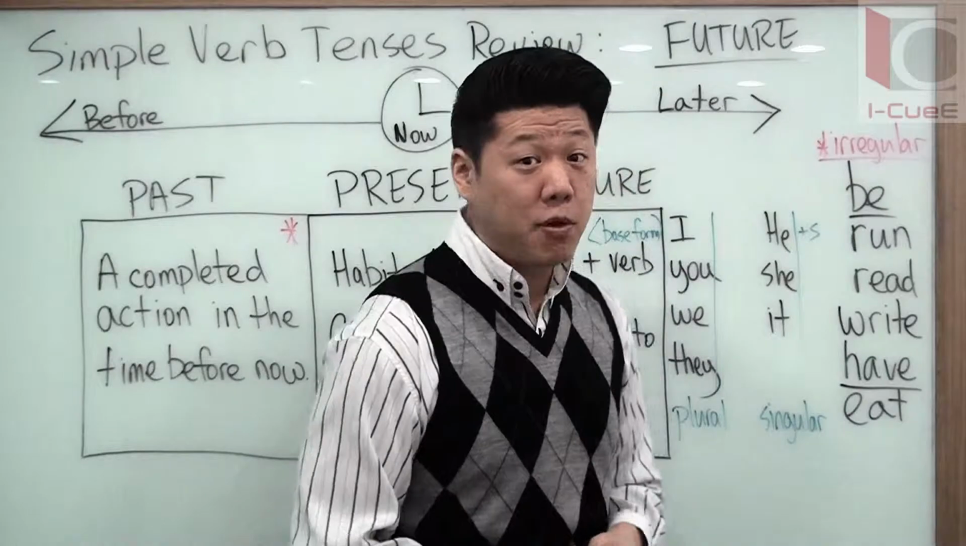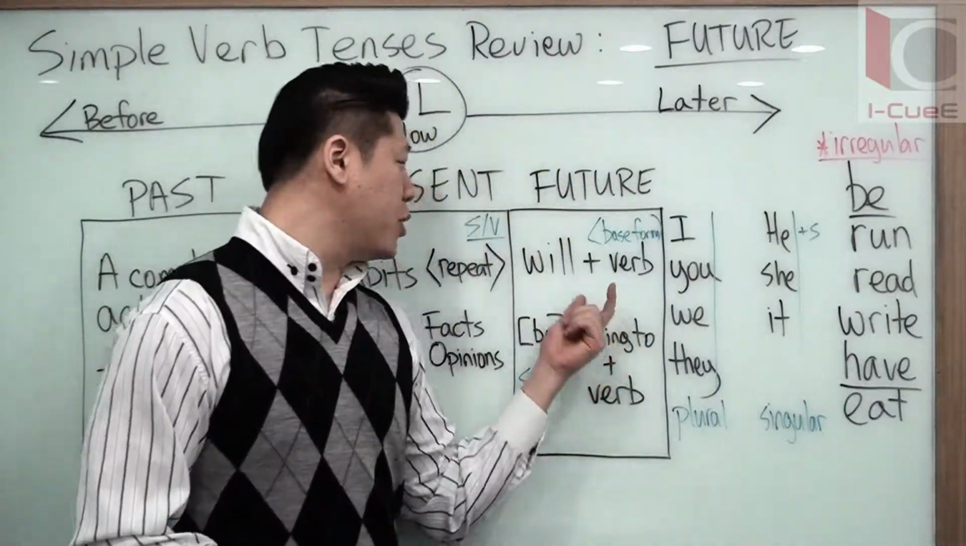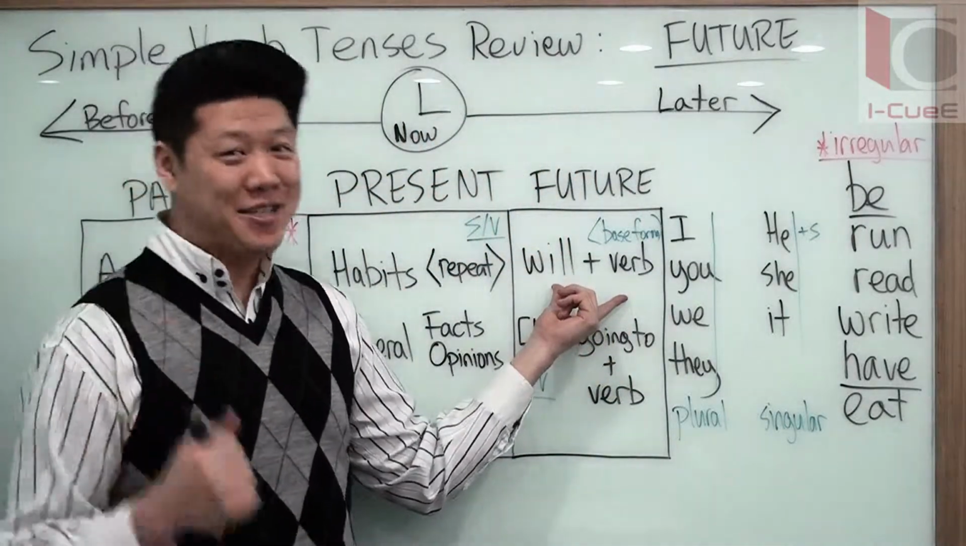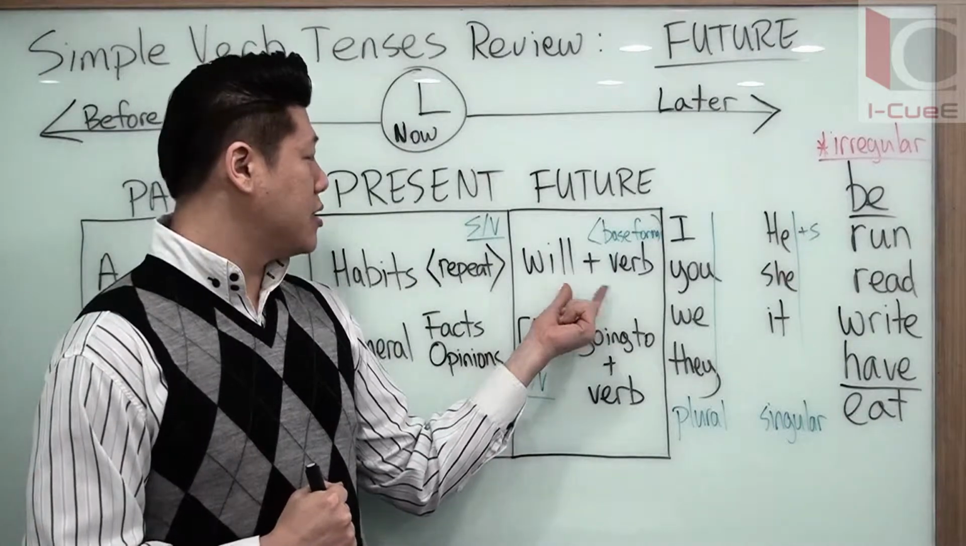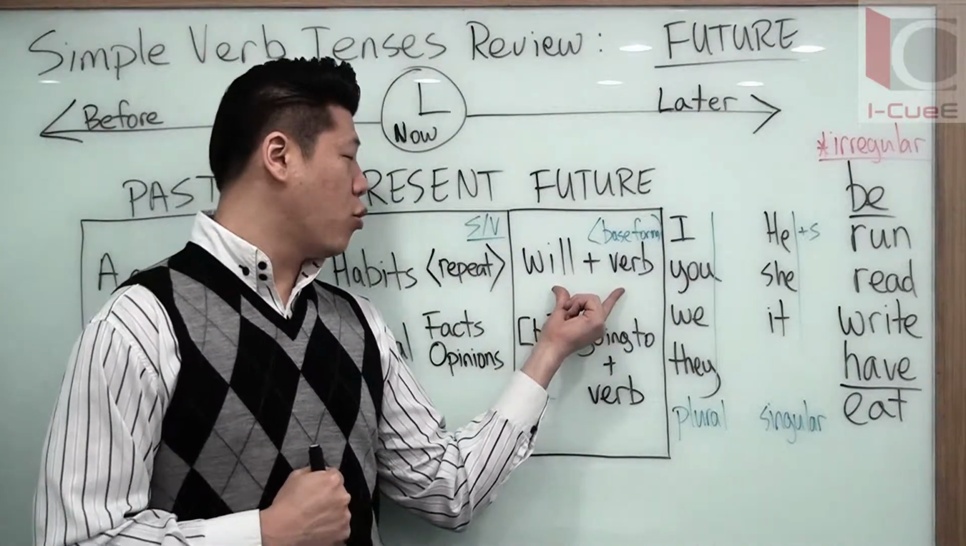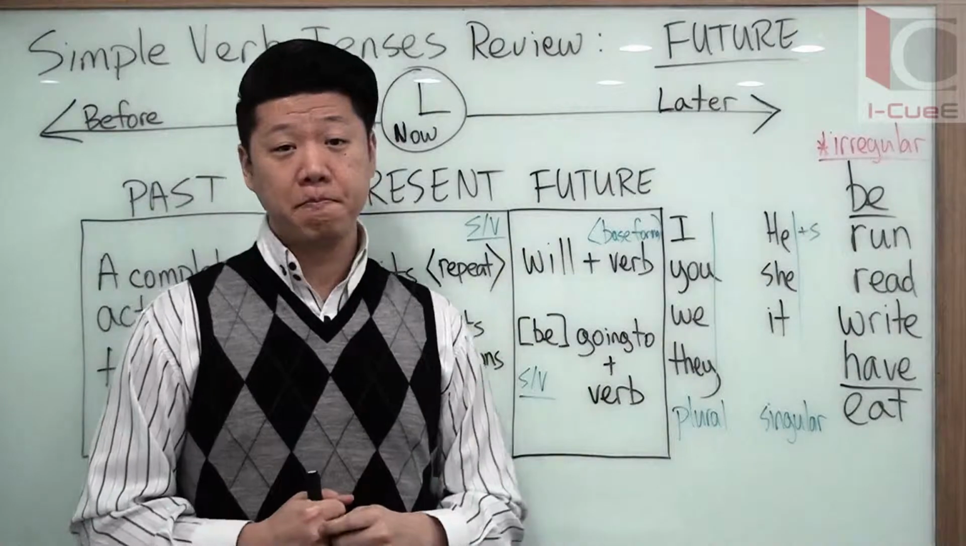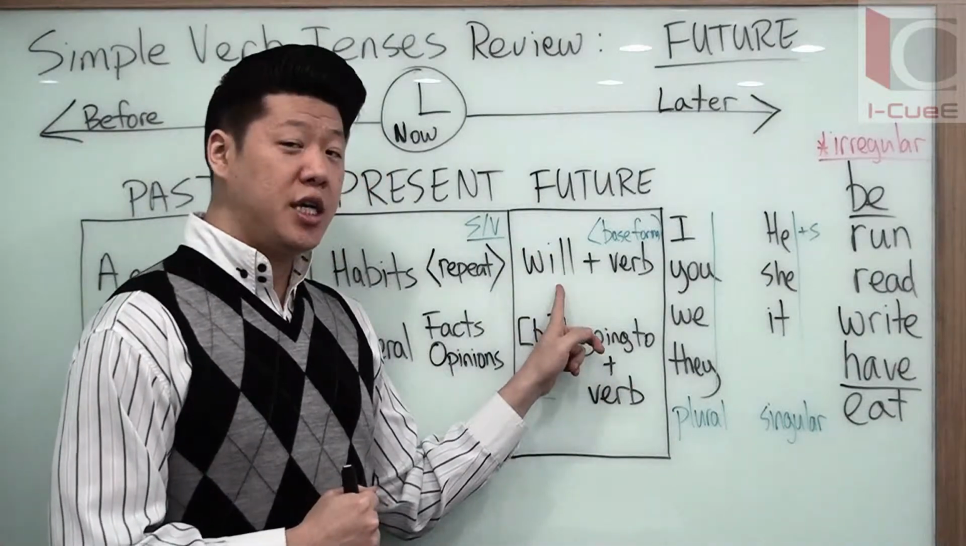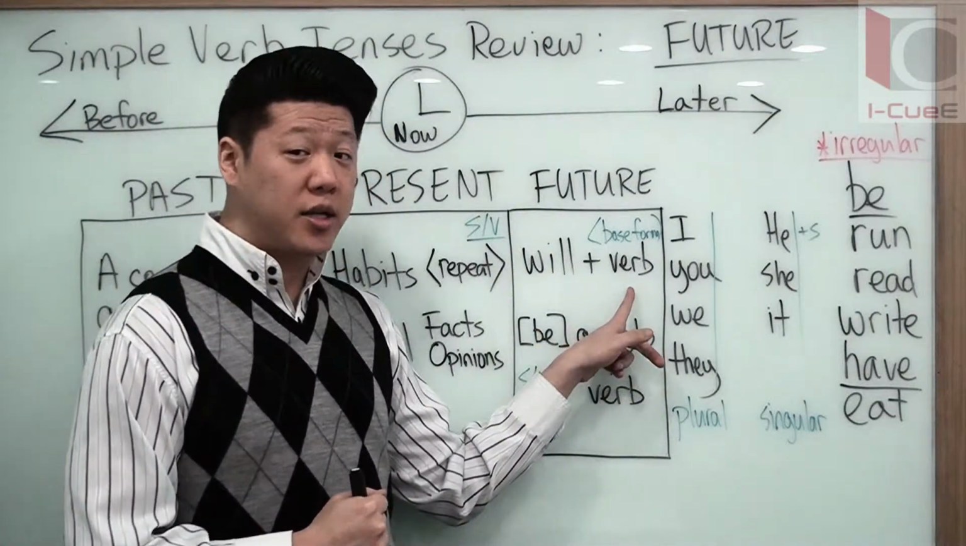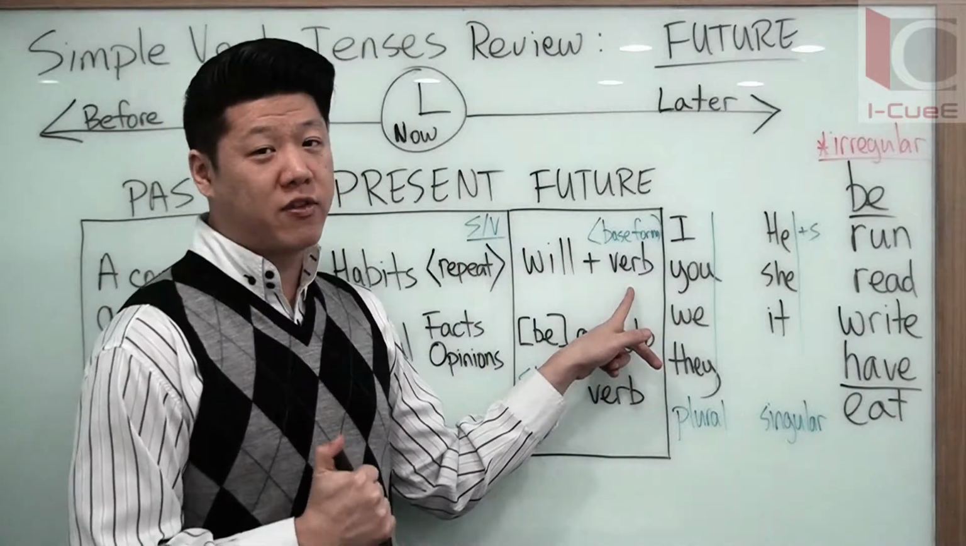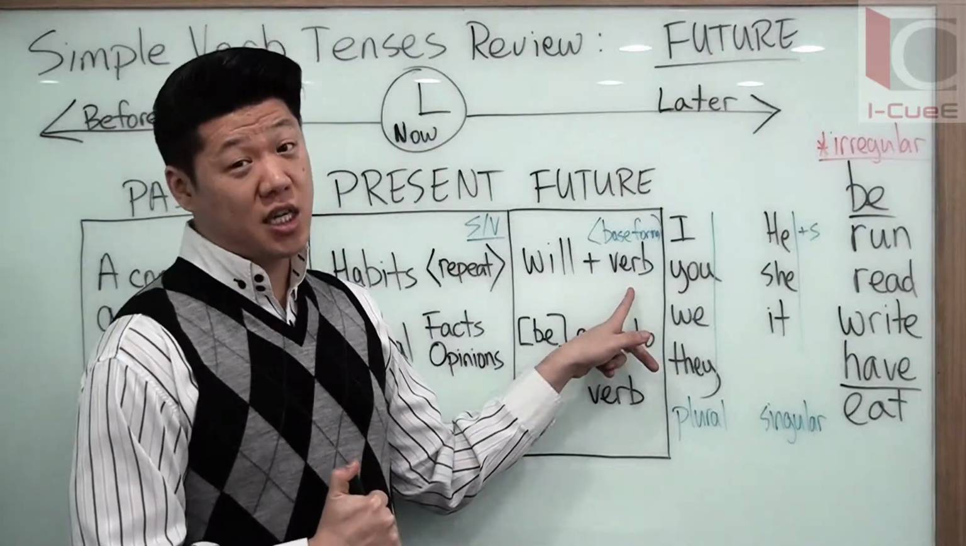So what is the simple future? The simple future we talked about actually a couple of lessons ago, but the simple future has two patterns. Pattern one is will plus the verb. Now this is actually pretty easy to do because the verb is just going to be the base form of the verb. This is how you find it in the dictionary.